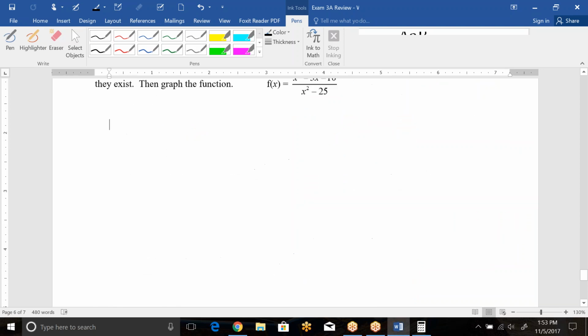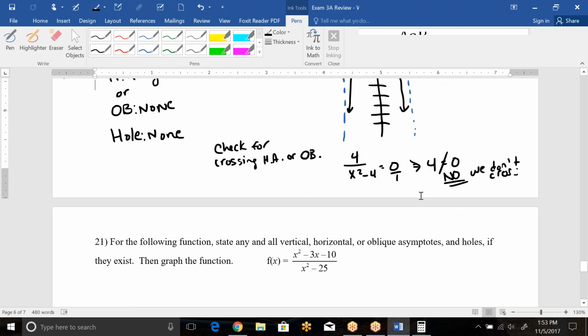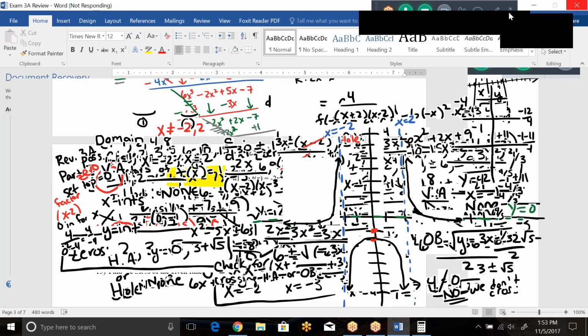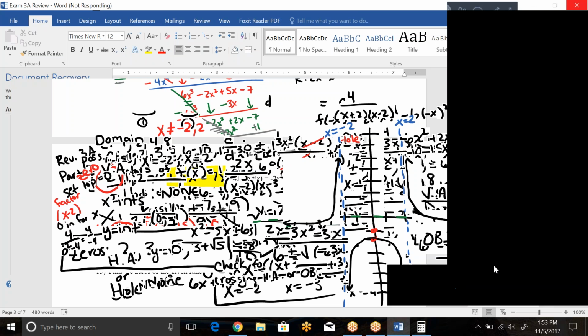Okay, let's look at our very last one, so number 21. For the following function, state any vertical, horizontal, or oblique asymptotes, holes, if they exist, and then graph the function. Oops, hang on just a second. Computer's having a little bug.